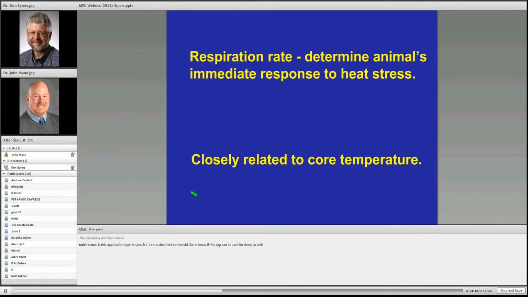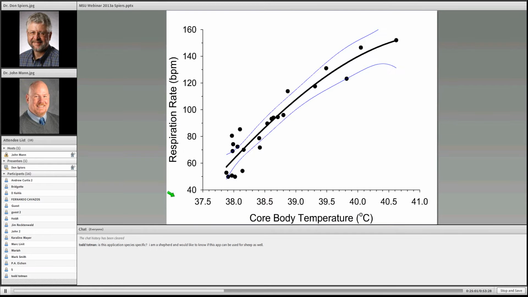Respiration rate is a very good thing to measure. It's manual, but it's a very good thing to measure because you don't have to touch the animal. It is closely related to body temperature, and it determines the immediate response of that animal to heat stress. Here we have a graph that we collected, using some of our data, showing the relationship between respiration rate and body temperature. And as you can see, it's pretty linear. As we go up in respiration rate, we get an increase in body temperature.